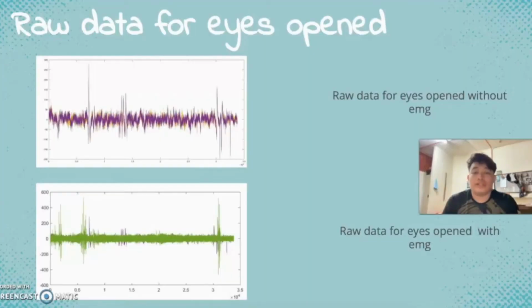Next, let's talk about the EEG data, the raw data from eyes open. Figure 8, which is the table above, shows the raw data for the eye open without the EMG, while figure 9, which is the table below it, shows the signal with the EMG data. Both figures show that the signal has a lot of artifacts, which can really affect the quality of the signal.